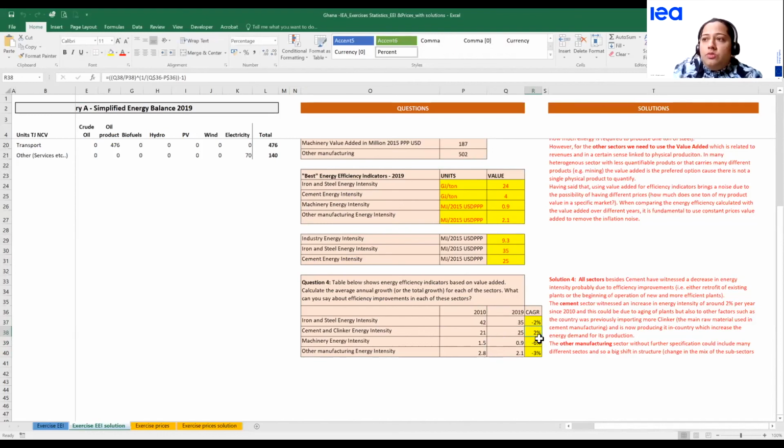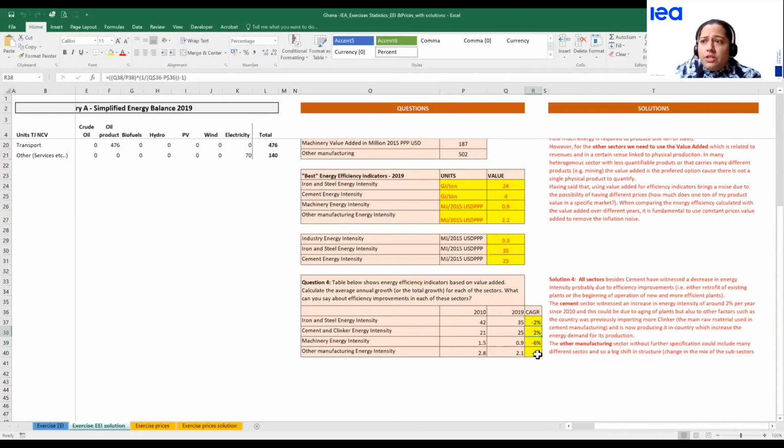And this is probably due to efficiency improvement, that is, for example, retrofit of existing plants or the beginning of operation of new and more efficient plants. So the cement sector witnessed an increase in the compound average growth rate. And this could be, again, due to maybe the aging of plants, but also to other factors, such as, for example, the country might be previously importing clinkers, which is the raw material used to produce cement, and is now producing it in the country. So this increased the energy demand for its production.